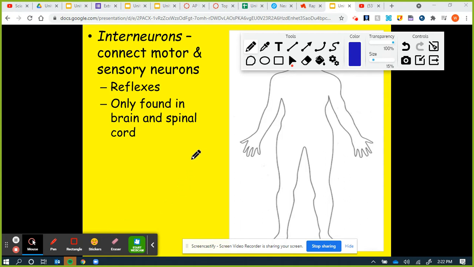How much of your neurons are interneurons? I believe the vast majority of our neurons are interneurons. I don't remember the exact number, but I'm pretty sure the vast majority of the neurons in our central nervous system are considered interneurons.